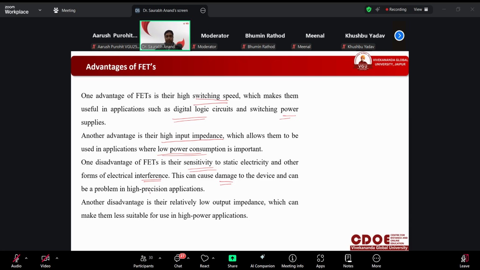And high precision application. And also one disadvantage, that is low output resistance, which can make them less suitable for use in high power application. So in high power application, the output impedance should be high, but there is low output impedance, so there is also the problem with FETs.